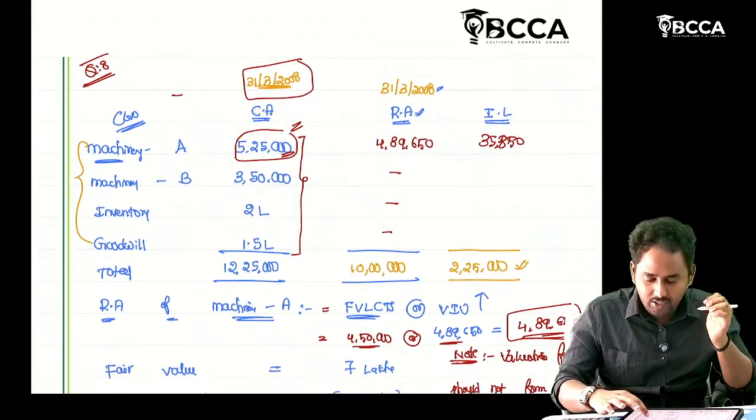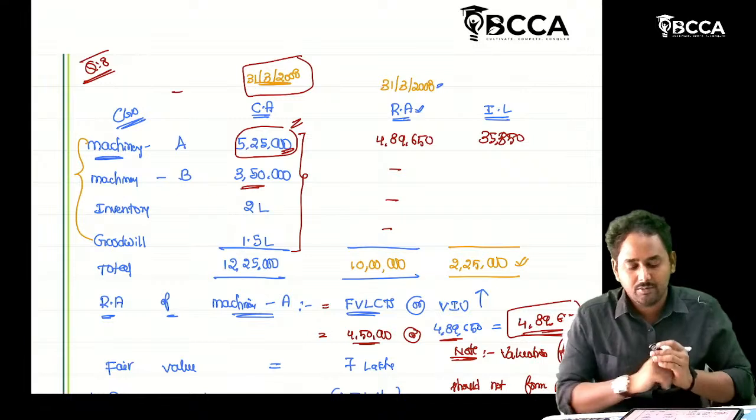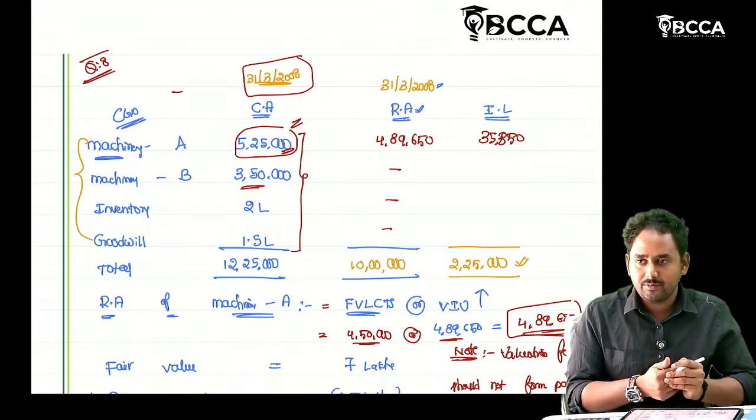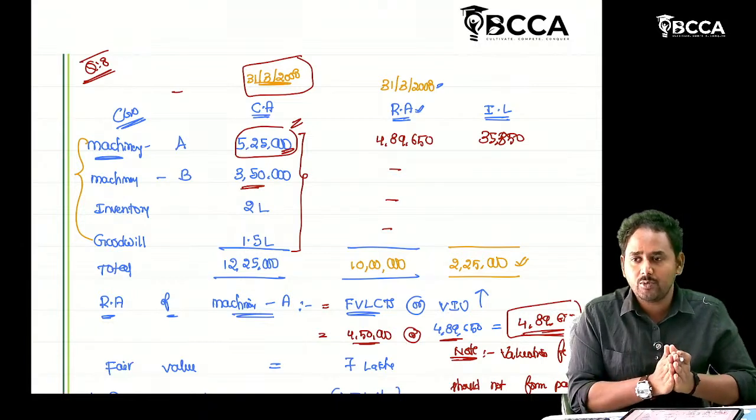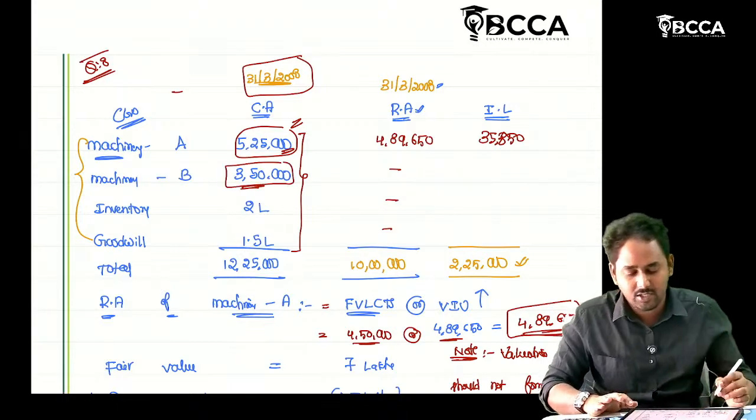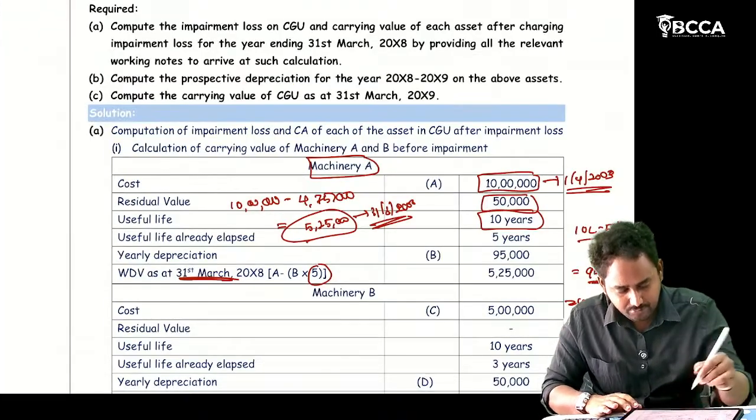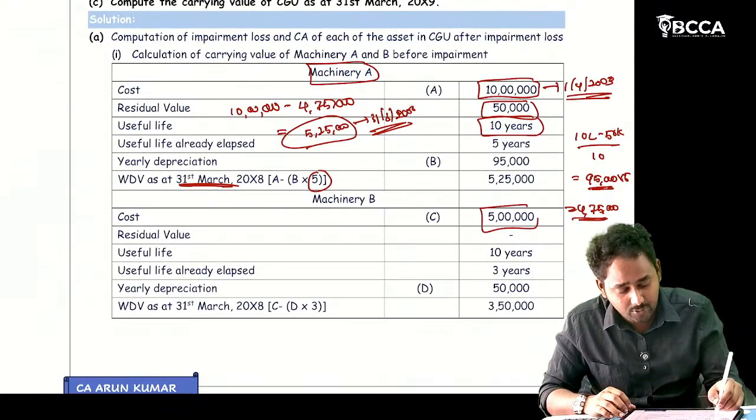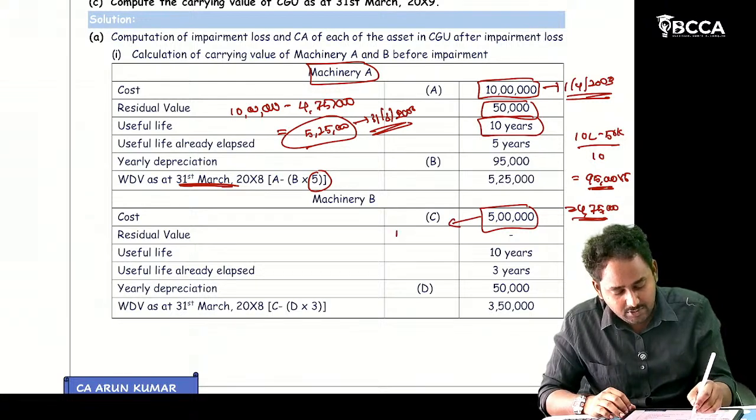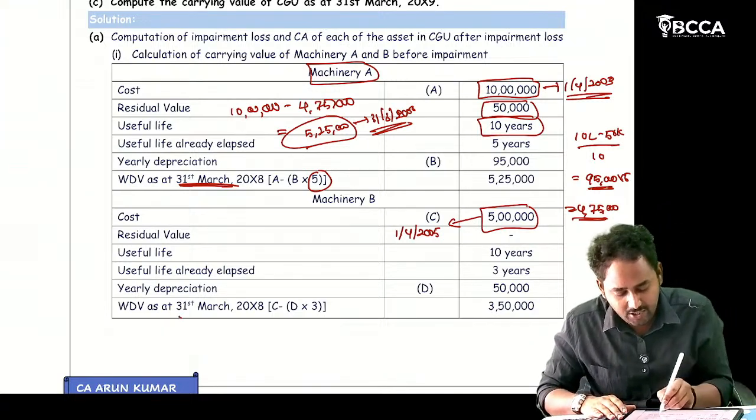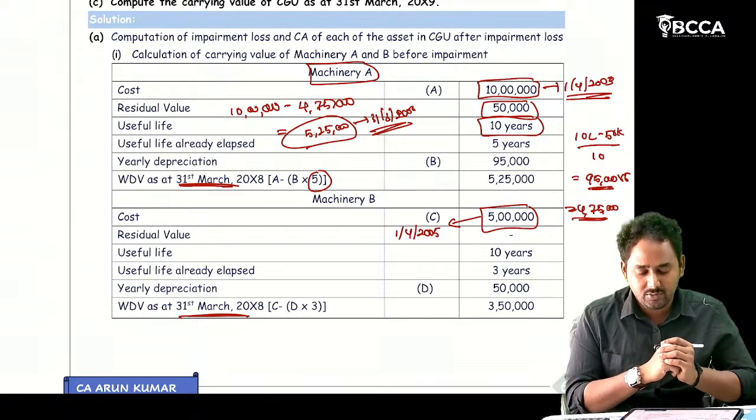Then after that, what is the carrying amount of machinery B? But I don't know the individual value in use of machinery B, but I can find out the carrying amount of the machinery B. What is the cost? 5 lakh rupees. This has been purchased on 1/4/2005. So I should provide the depreciation for 3 years for finding out the machinery value as on 31st March 2008.